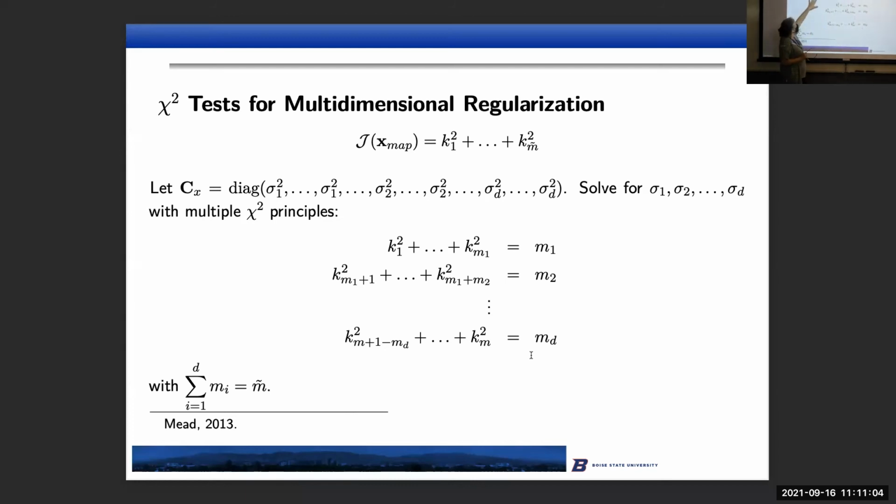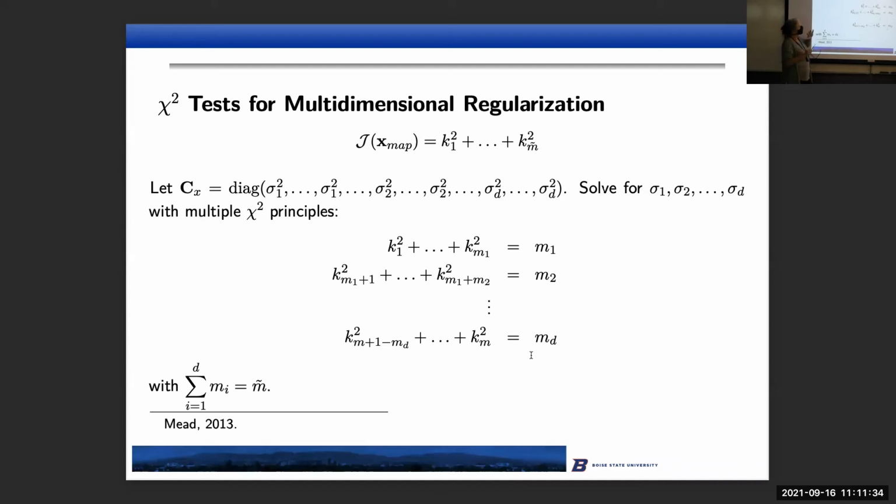Here, I want to add some prior knowledge about the blurring in this area of the figure, so I've got sigma 1s. Then in a different area of the figure, I add some prior knowledge about the blurring, and so on up to D. So I've actually got a diagonal matrix with D blocks.